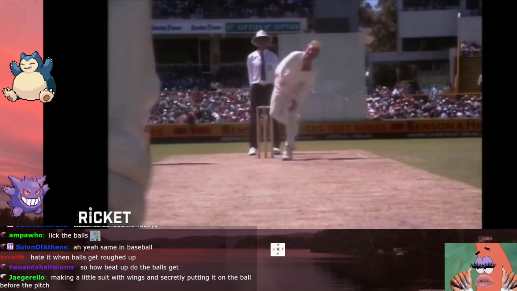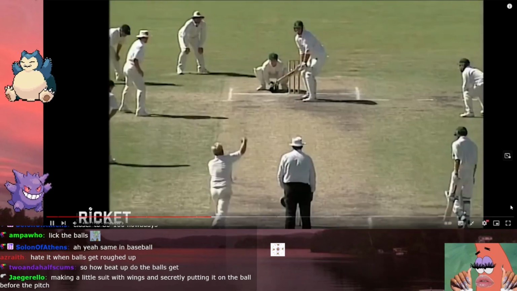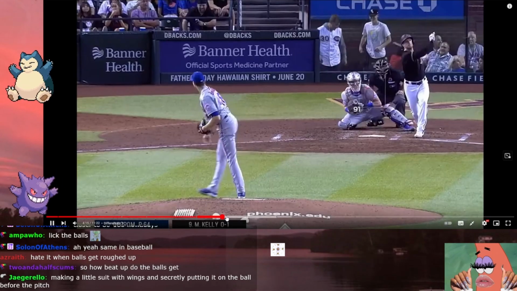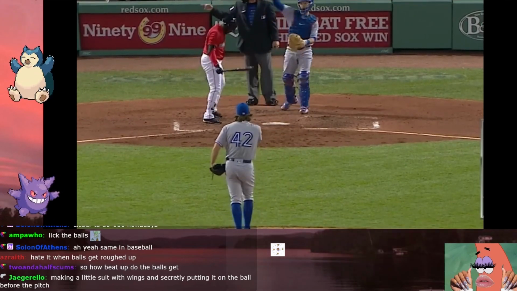There are two broad categories: fast bowlers and spin bowlers. And within those categories, there's really just one other I can think of right now, kind of a knuckleballer.